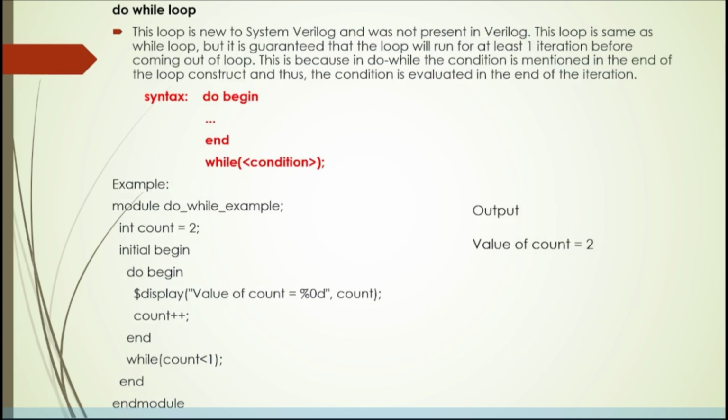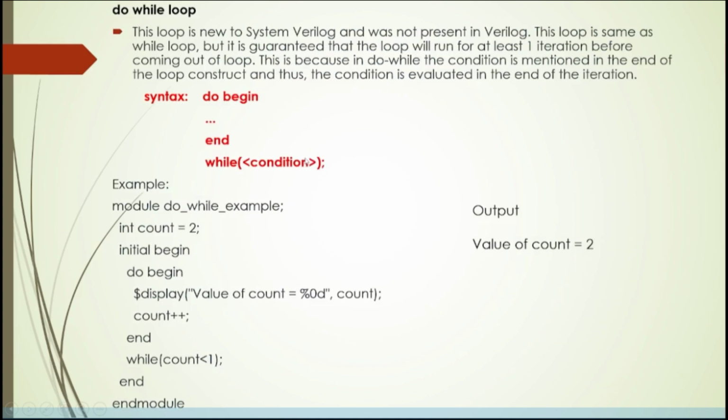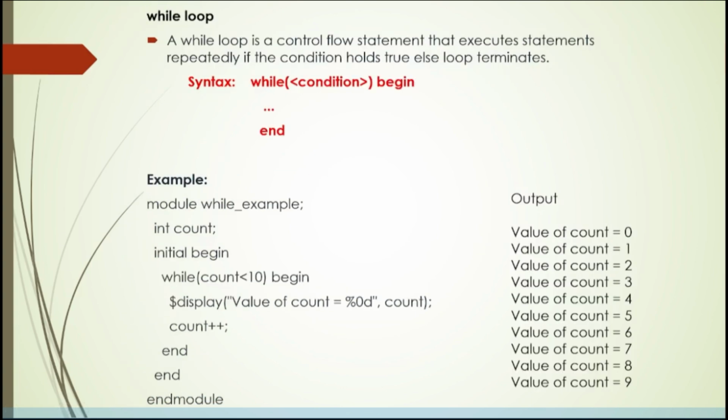This is while loop. The same thing is do while loop also. But the only difference is the syntax: for while you are writing the while condition, begin and end, but here first you will be mentioning do, begin and end, while condition. Now in while loop, if the condition is false, not even one statement will be executed, because the simulator won't be entering into the loop.